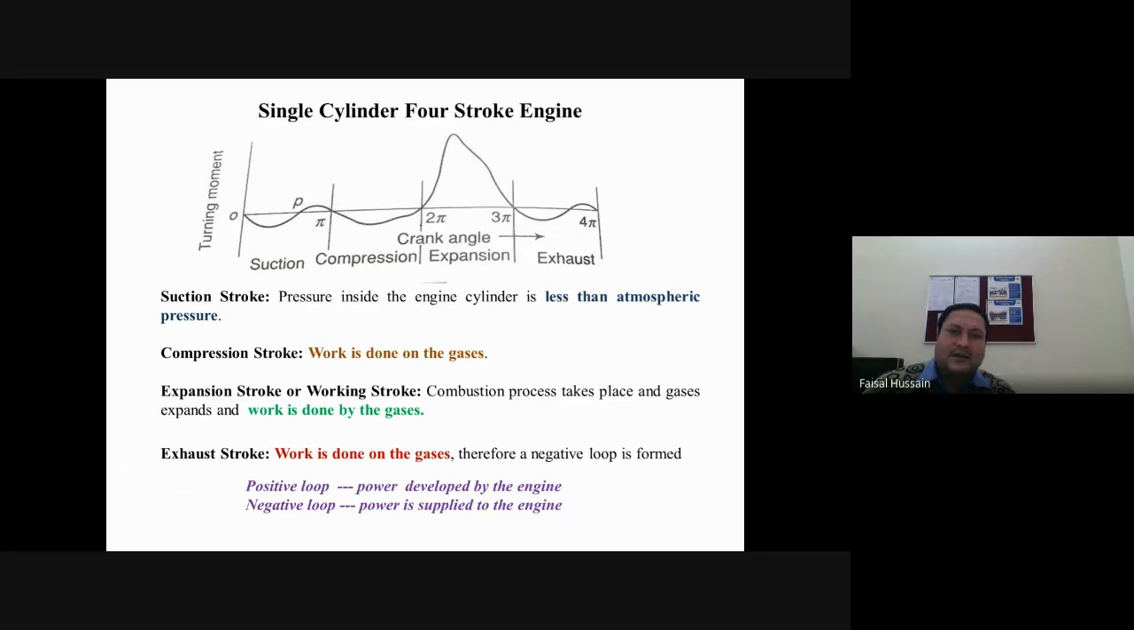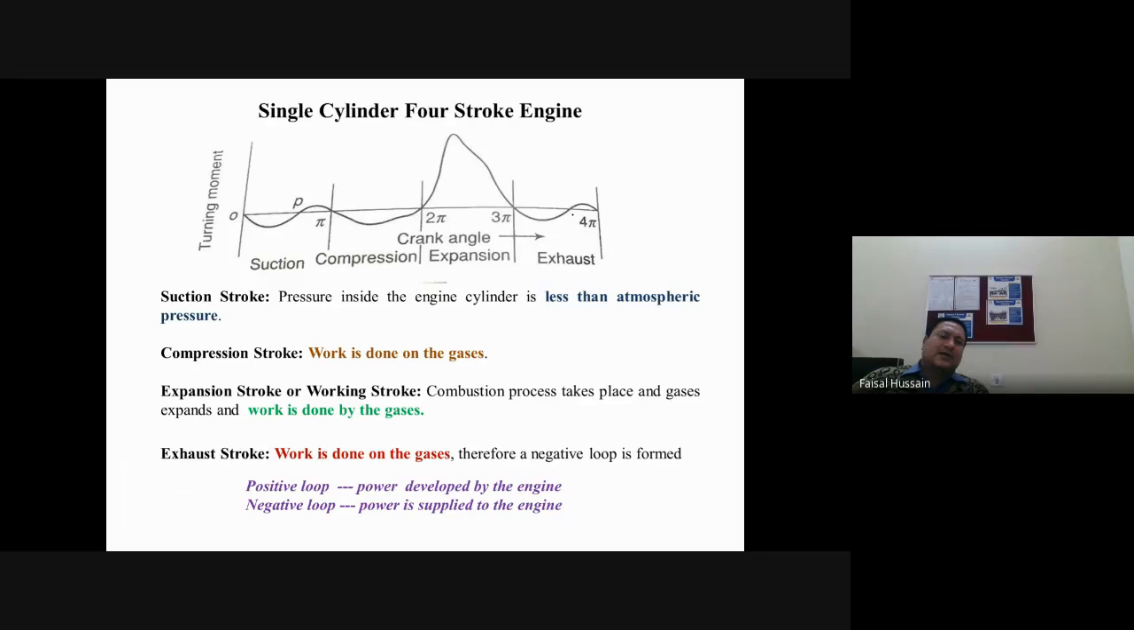From 180 to 360 degrees is your compression. Then from 360 onward is your expansion, and from 3 pi to 4 pi, that is your 720 degrees, it is your exhaust stroke. So these are the 4 strokes. During suction, for example, if it is an IC internal combustion engine and it is spark ignition, the air fuel mixture will be inducted inside the cylinder.